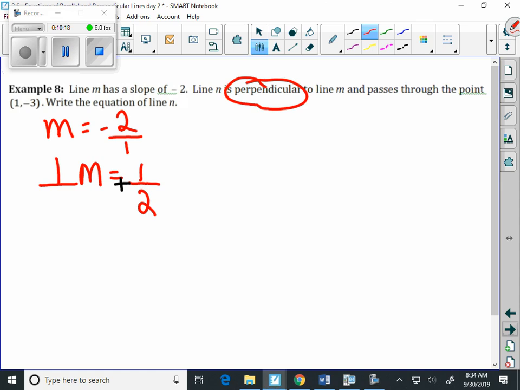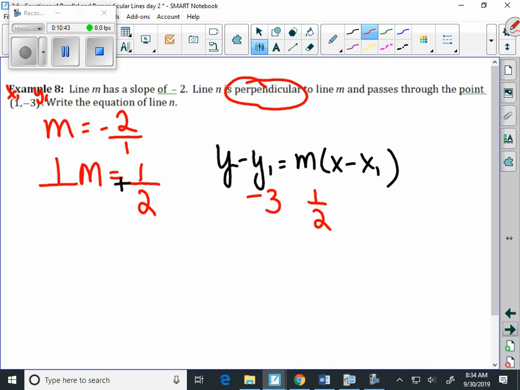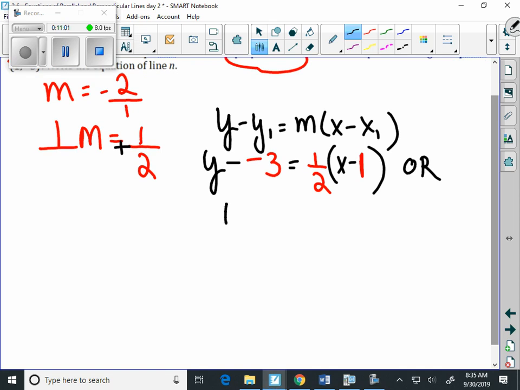So now we have everything that we need. Once again, 1 is x1, negative 3 is y1. I'm going to fill that back into the form y minus y1 equals m times x minus x1. So we're filling those values in. y1 is negative 3, slope is 1/2, and our x1 is 1. So we end up with y minus negative 3 equals 1/2 times x minus 1. And if we simplify it a little bit more, we get y plus 3 equals 1/2 times x minus 1. Point slope form.